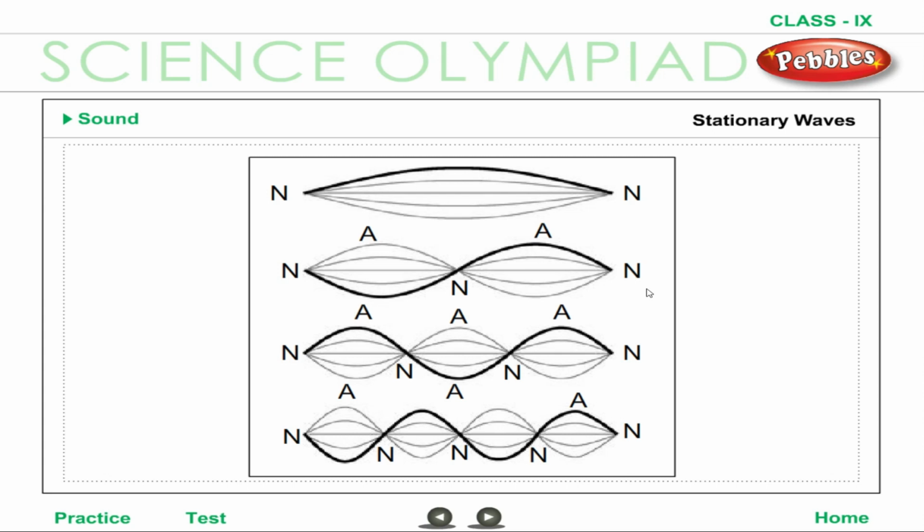The points marked N are called nodes, and here the string remains at rest. Midway between the nodes, the string vibrates with maximum amplitude. These points A of maximum amplitude are called antinodes. The distance between two adjacent nodes or two adjacent antinodes is half a wavelength, lambda by 2. The distance between a node and adjacent antinodes is a quarter wavelength, lambda by 4.